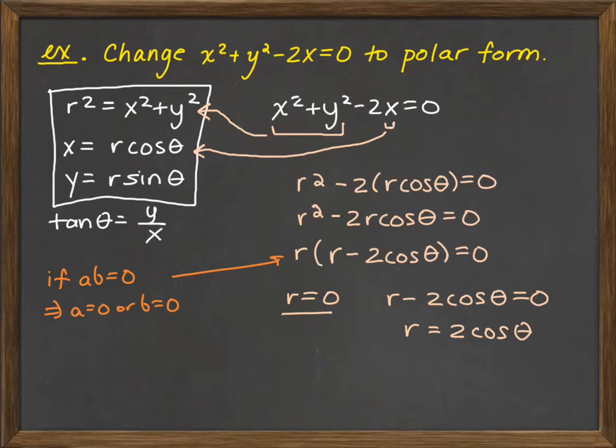Now if we think about r equals 0, what's really happening? We've got the origin, or the pole, and then we've just got a little point right here. That's the equation r equals 0. It's not too interesting, so we're not going to concern ourselves with it. We're only going to choose r equals 2 cosine theta as our answer. And so we've seen how to change x squared plus y squared minus 2x, a rectangular equation, into one in polar form. Let's try another example.